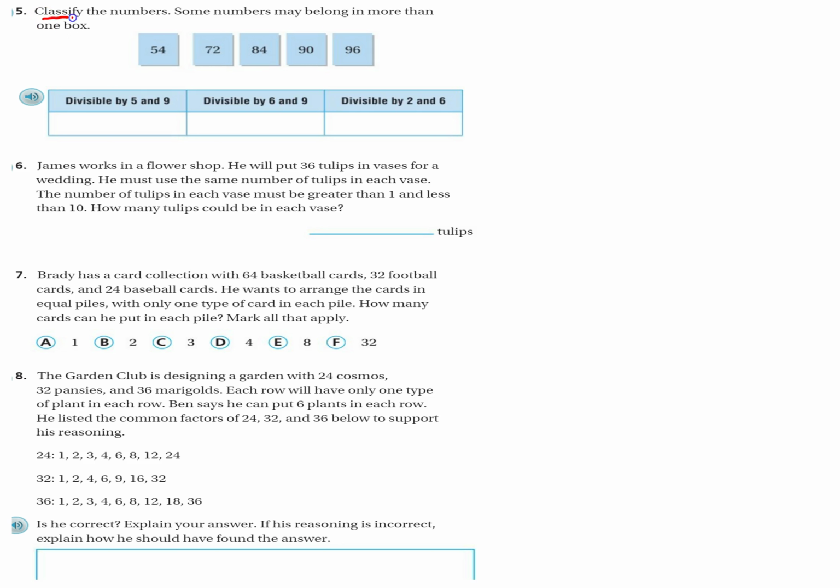Okay, don't get too caught up by this verbiage, the words. Basically, all it's saying is take these numbers up here and put them into these boxes down here if they are divisible by the numbers that they mention. So I look at 54. Is it divisible by 5 and 9? Well, it doesn't have a 0 or a 5 in the ones place, so no. Is it divisible by 6 and 9? Well, 6 times 9 is 54, so yes, 54 can go in this box.